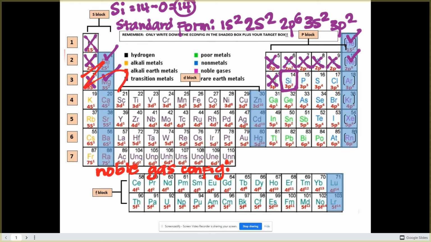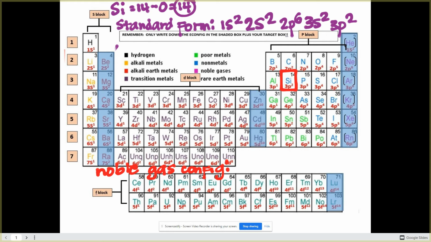Let me erase everything. Okay. So it's the same. You start off the same way. You look for your target box, box number 14. Okay. But instead of writing it down, guys, starting from number one, going through number one all through 14, what you do is you look for the closest noble gas before it.